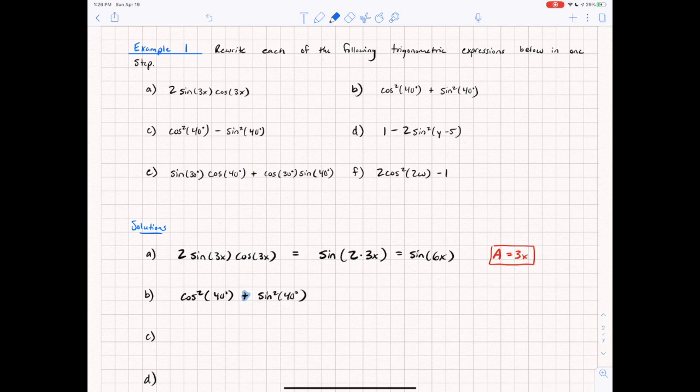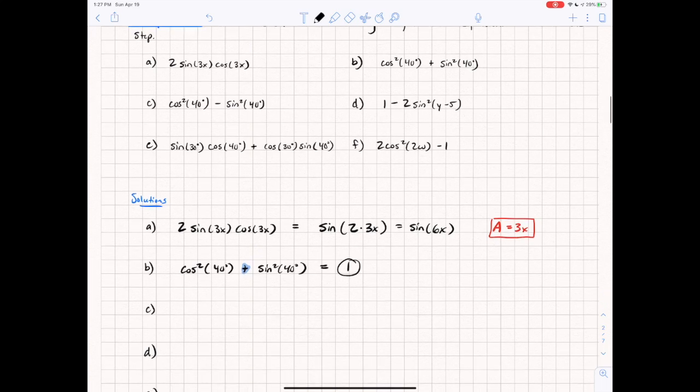So because it's plus, what would this be equal to? Hopefully you're saying 1, because this is Pythagorean, right? Sine squared plus cosine squared will always be 1 when the angles match like this. It doesn't matter what that angle is. It can be 40, 60, 35, 102, whatever. As long as it's cosine squared of that angle plus sine squared of the same angle, this answer will always be 1.